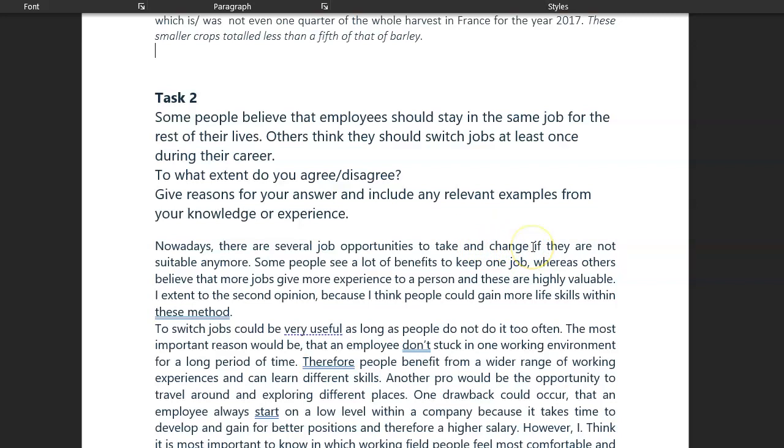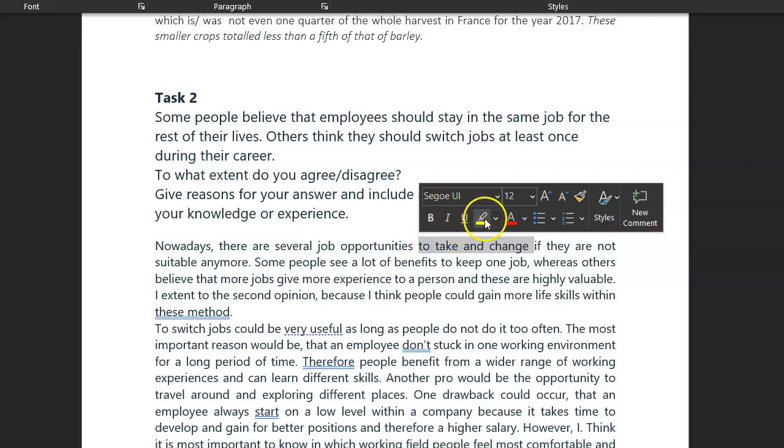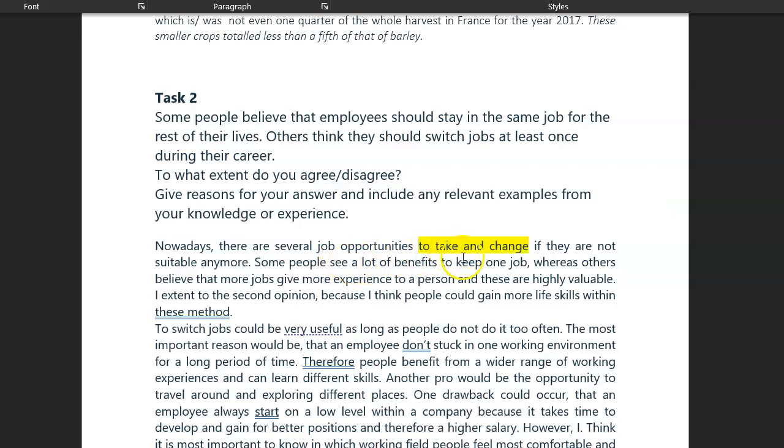Okay, I know what you mean, but I'm not sure how we would phrase that. We need to just change that a little bit. You could say nowadays it is often possible, or it is easier, to change jobs more often than it used to be if they are no longer suitable. I don't think we can say take and change. That doesn't quite work like that. Some people see a lot of benefits to keep one job, whereas others believe more jobs gives more experience to a person. These are highly valuable.